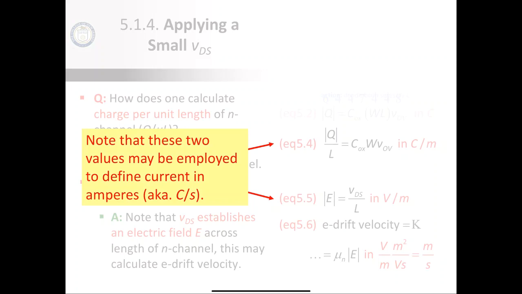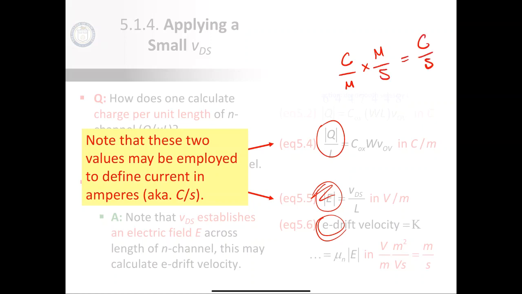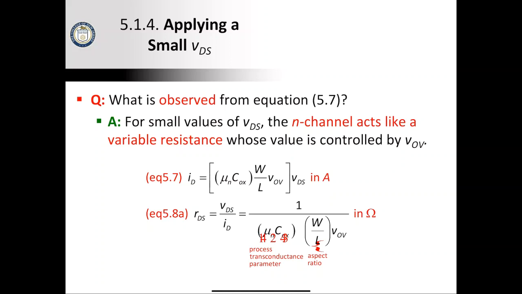Now, note that two values may be employed to define the current in amperes. We need to combine this with this one down here. You can see that if we have coulombs per meter and we multiply that by meters per second, we end up with coulombs per second, which is equal to amps. When we multiply those two together, we end up with this value of the current ID as shown here. The current is equal to electron mobility times oxide capacitance times width of the channel divided by length of the channel times the overdrive voltage times the voltage between the drain and the source, in amps.